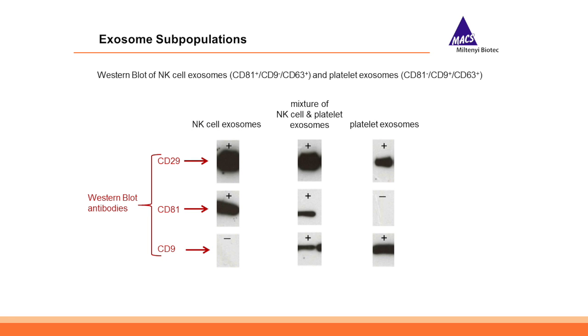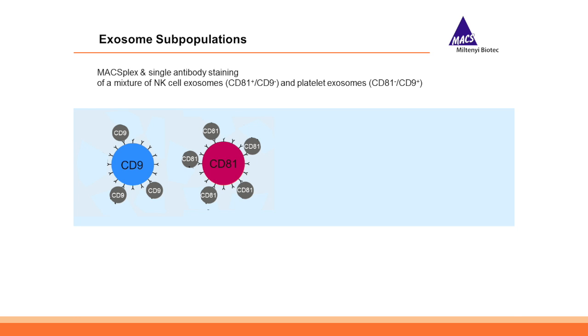If you would analyze these two populations by Western blot, as long as they are separated, you can easily see that the NK cells are indeed CD9 negative and the platelets are indeed CD81 negative. But of course, in the mixture, there's no indication that there are different kinds of exosomes in this mixture. So you just see that all markers are present, but you cannot see that these are two different kinds of exosomes. So how does this look if we analyze the exosome mixture on the MACSplex platform?